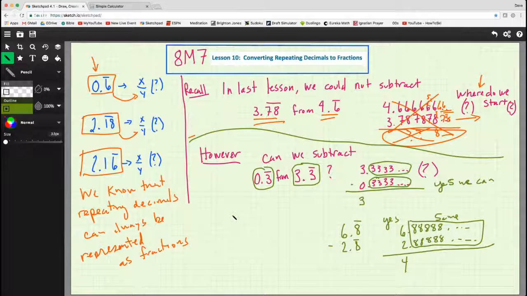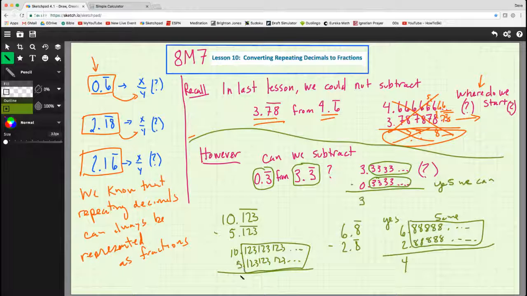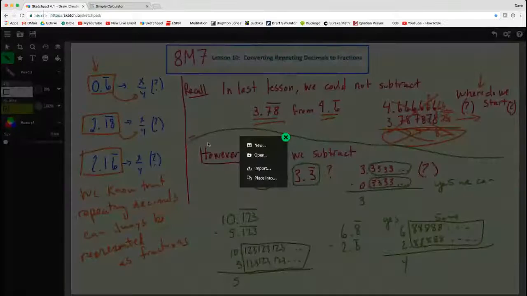Similarly, how about 10.123 repeating, and we can subtract from that 5.123 repeating. And that would be like 10.123 minus 5.123, and these are the same. So your answer would be 5. So we're going to use this as a building block. This is one of our building blocks. Now let's take another building block, and then we're going to be off to the races and doing our homework.